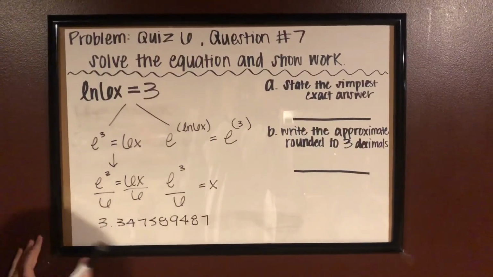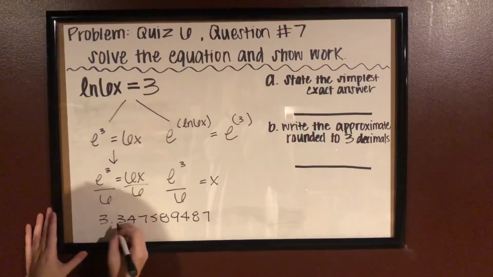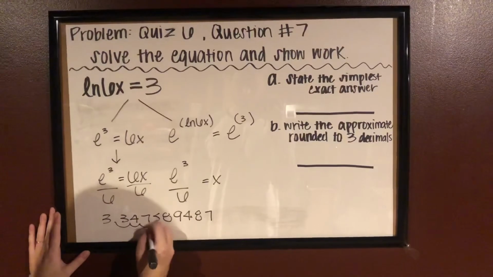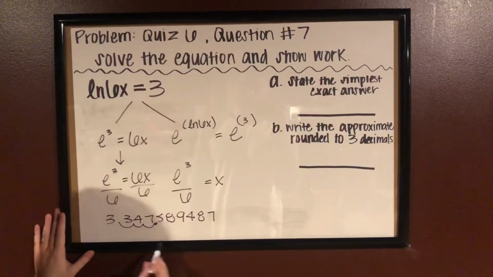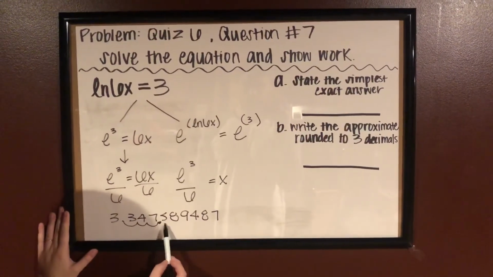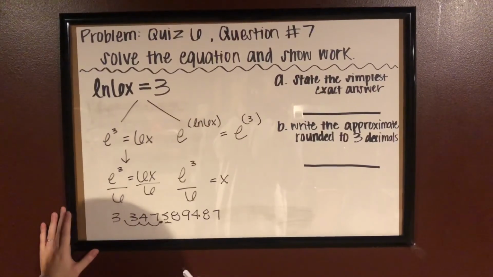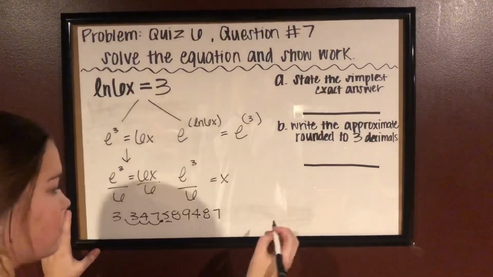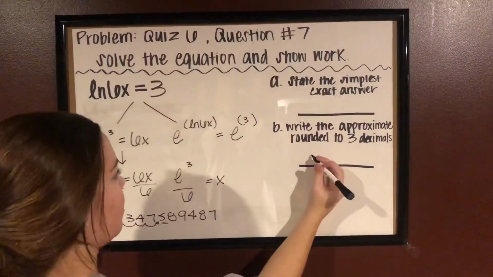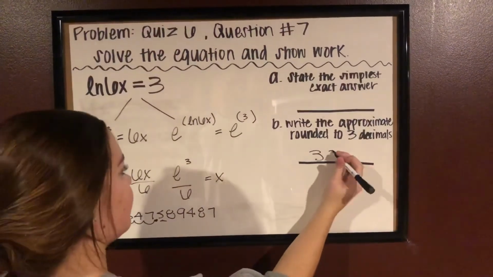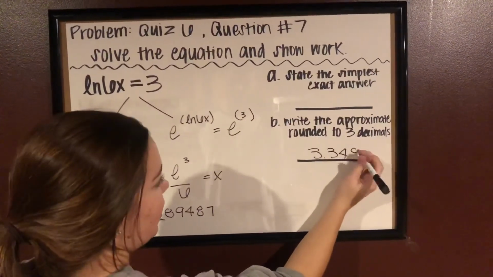And the answer that you get on the calculator is 3.347594897. And since you have to round to 3 decimals, you would go and it would be right there. But you need to round up because this number is 5 and up. So then the answer rounded to 3 decimals would be 3.348.